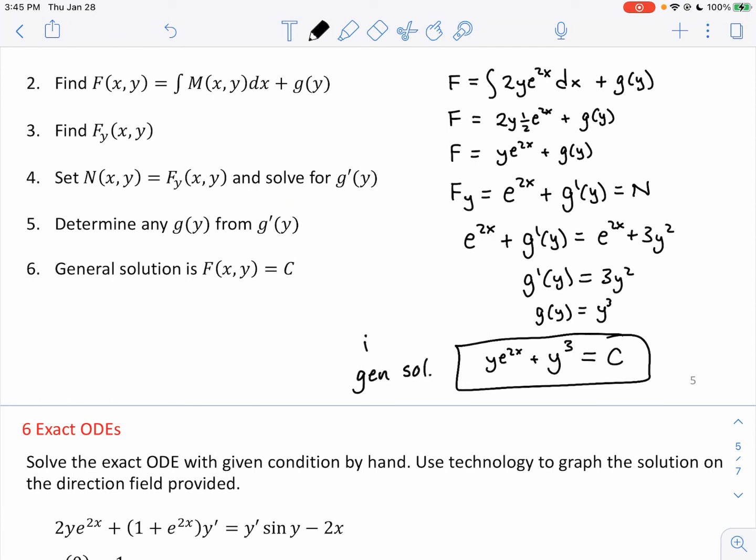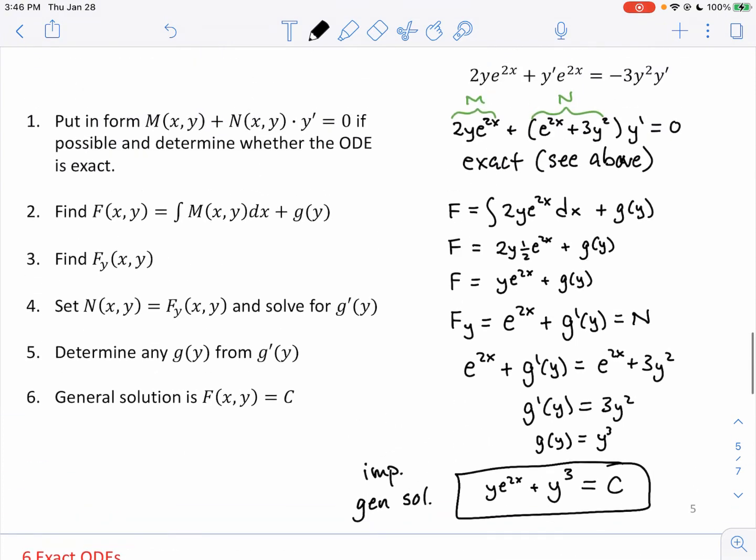And notice it's not explicit, it's implicit, because y is not isolated. In fact, it's not always possible to isolate y. It might very well be that the curve here is not a function of x or a function of y.